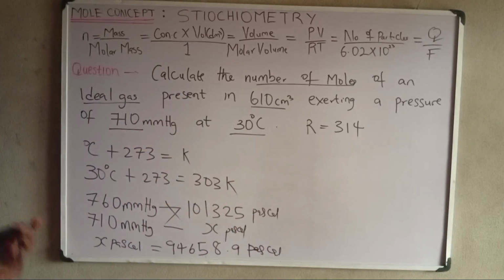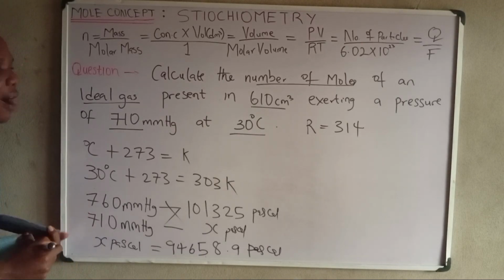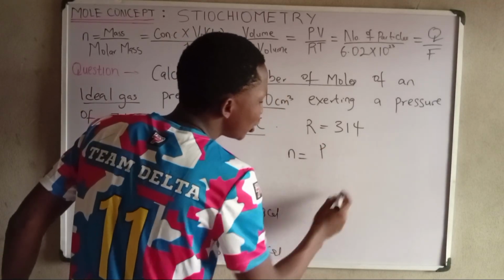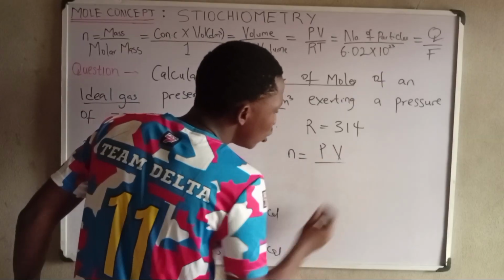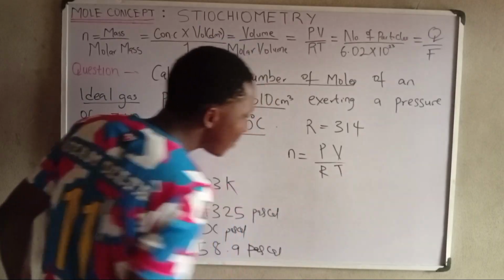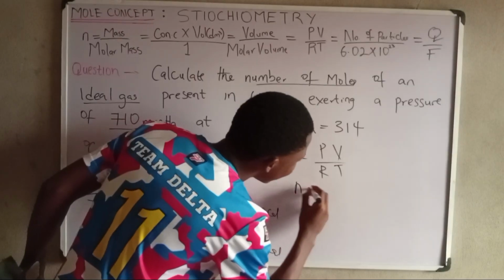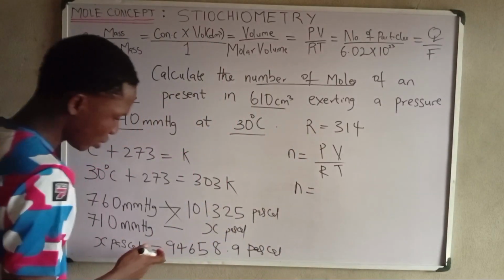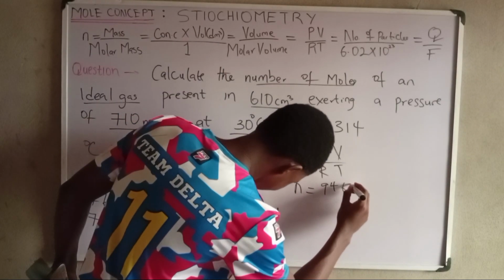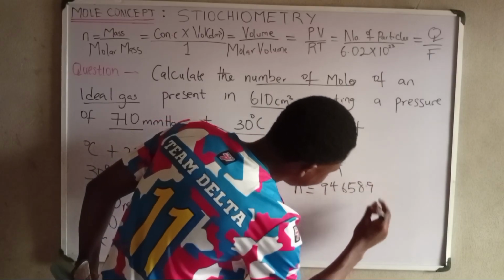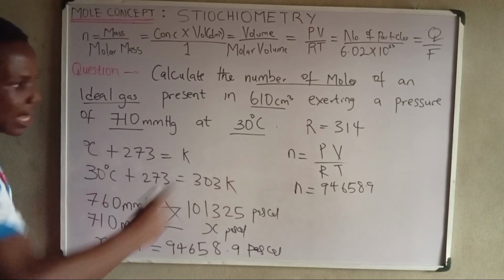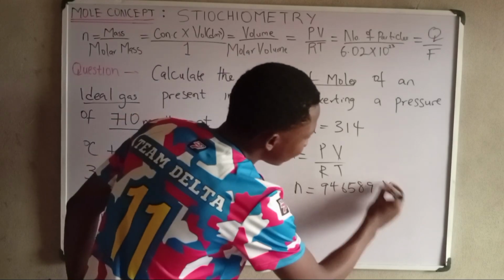Now after getting this value, we can easily apply our formula which says what? Number of moles is equals to what? Pressure times volume divided by what? Molar gas constant and temperature. So number of mole therefore is equals to what? Our pressure is in what? Pascal. So we just have to write it 94658.9, multiply by what?